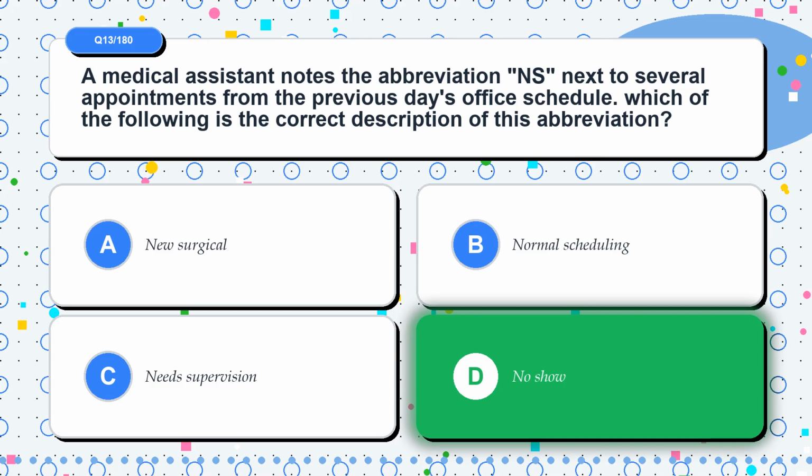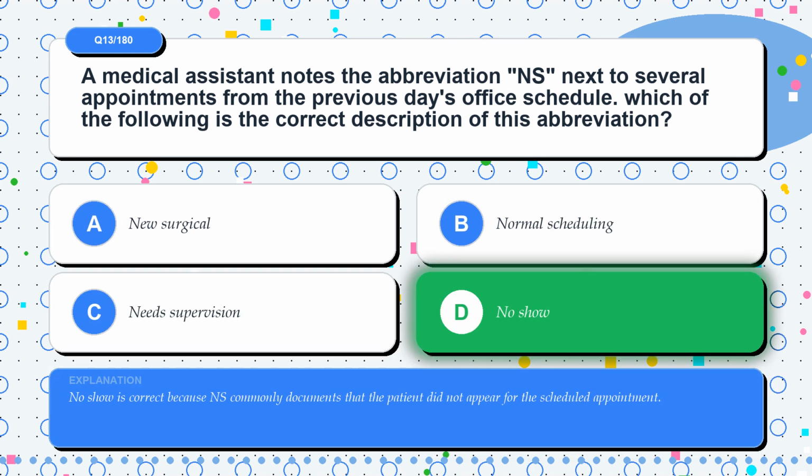The correct answer is option D, no-show. No-show is correct because NS commonly documents that the patient did not appear for the scheduled appointment.